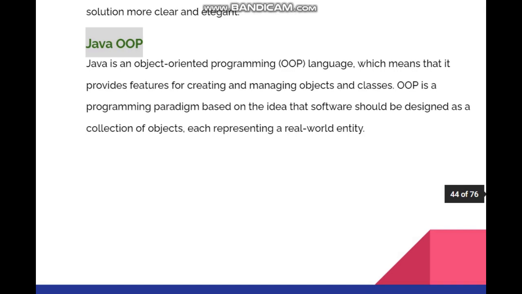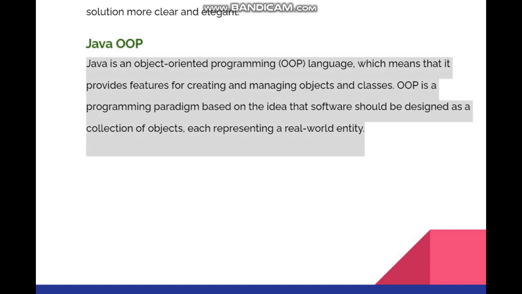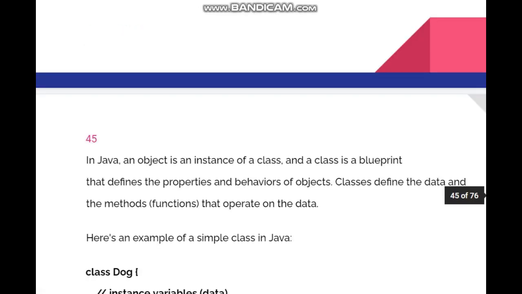Java is an object-oriented programming (OOP) language, which means that it provides features for creating and managing objects and classes. OOP is a programming paradigm based on the idea that software should be designed as a collection of objects, each representing a real-world entity. In Java, an object is an instance of a class, and a class is a blueprint that defines the properties and behaviors of objects.